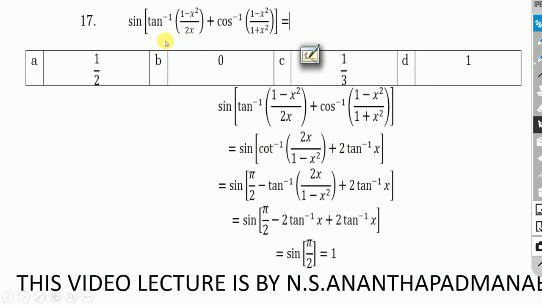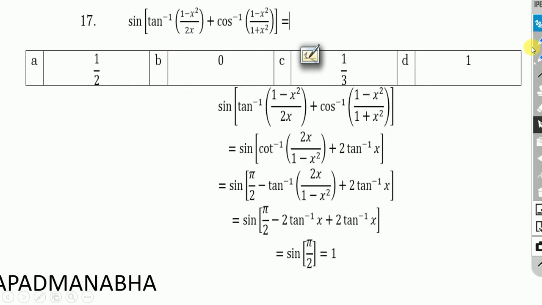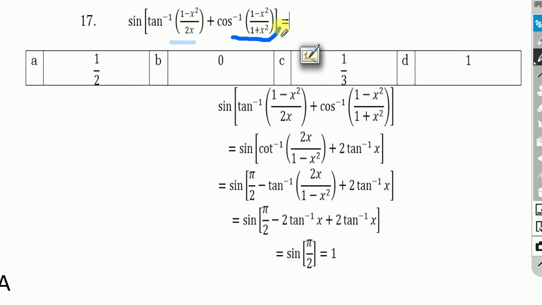Next, sin of tan inverse of (1 minus x square by 2x) plus cos inverse of (1 minus x square by 1 plus x square) is equal to, option A is 1 by 2, option B is 0, option C is 1 by 3 and option D is 1.